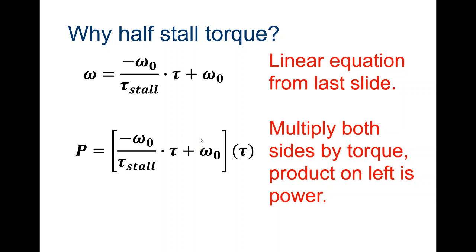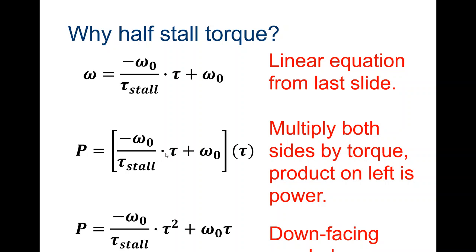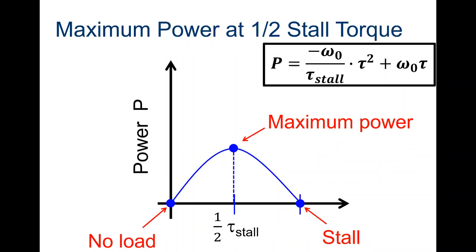And so then we took this part of the equation, put it in brackets, and then put torque next to it again, like it said in the directions, multiply both sides by torque. We do that, and we distribute the torque. Then we have the negative no load speed divided by stall torque times torque squared now, and then that's plus the no load speed times torque. So we distribute that torque across here, and when you do that, that is a down-facing parabola, like this.